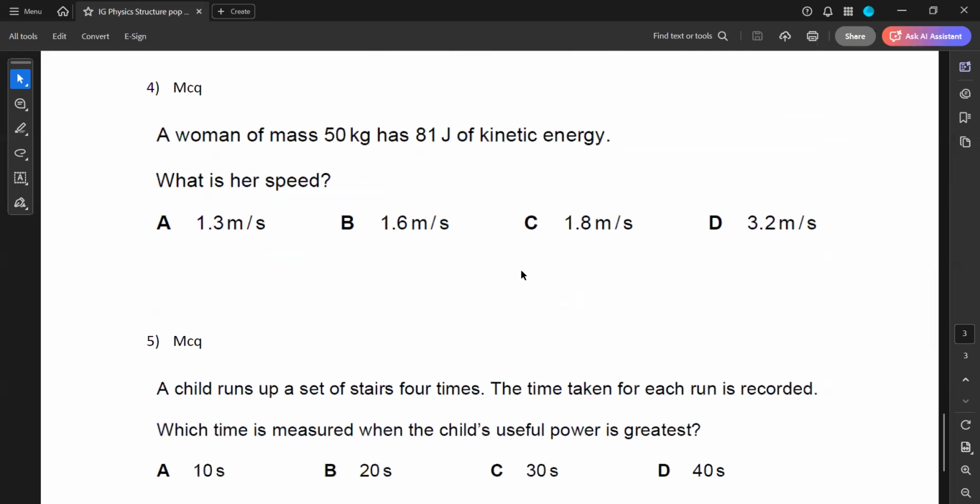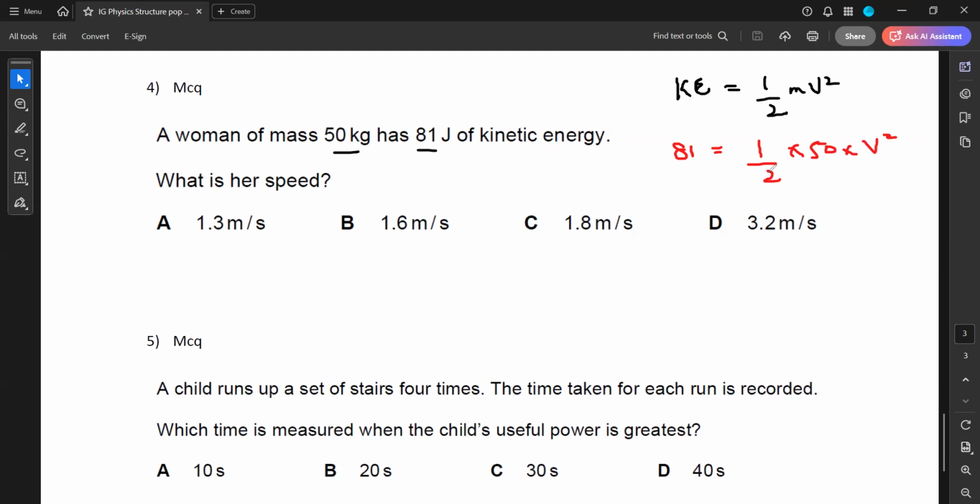The next question 4. A woman of mass 50 kilogram has 81 joules of kinetic energy. What is her speed? How can we work out the speed of an object? If we have kinetic energy, the kinetic energy is half mv square. The kinetic energy is equal to 81, 1 by 2, the mass is 50, and the speed we don't know.